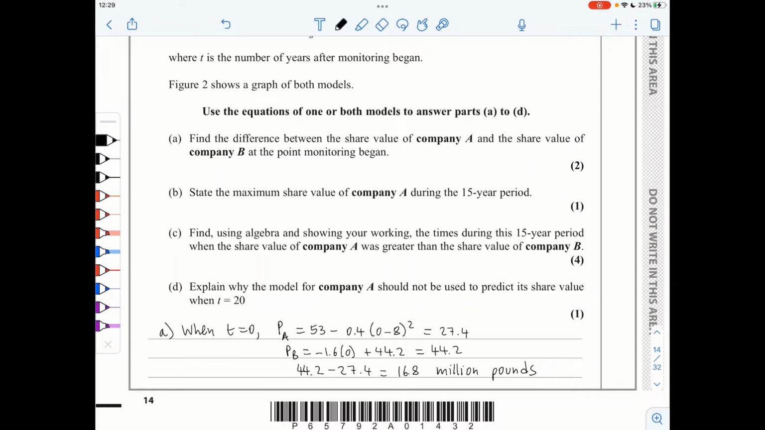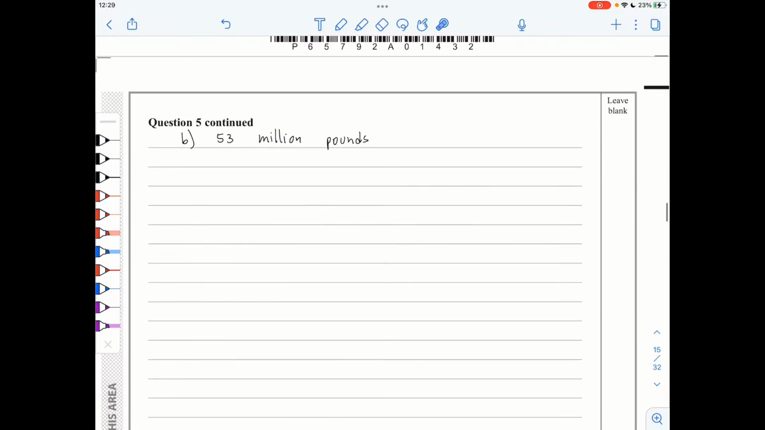Then for C, we need to use algebra to find the times during this 15-year period when the share of A will be greater than the share of B. So in other words, we have been asked to solve P of A greater than P of B in this 15-year period, so between 0 and 15.